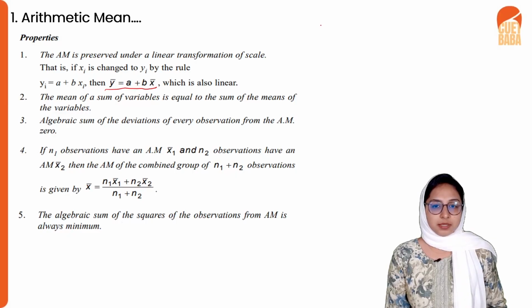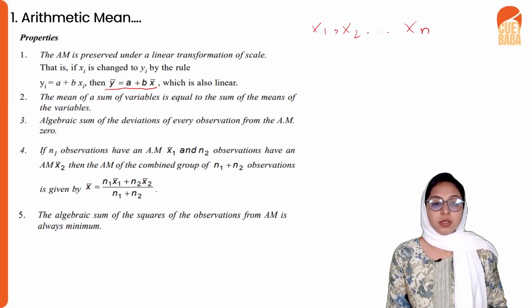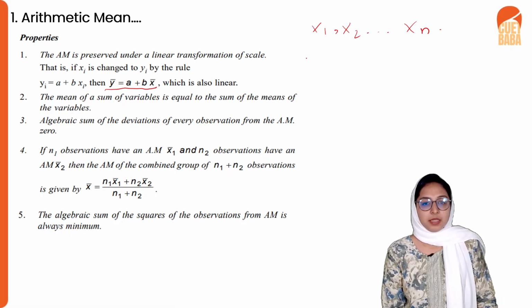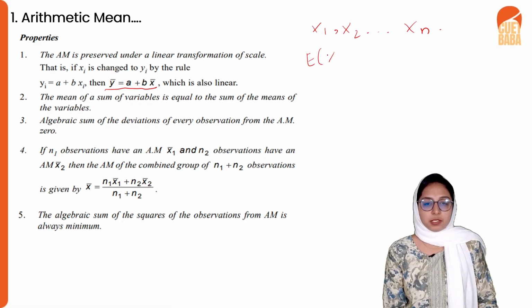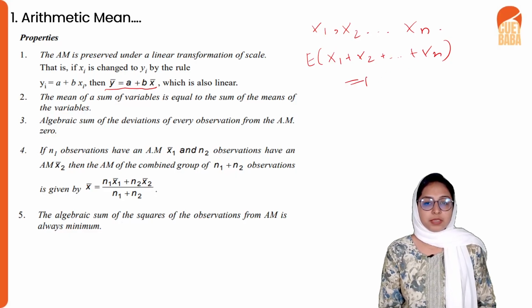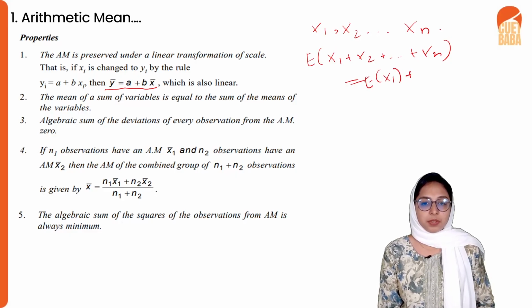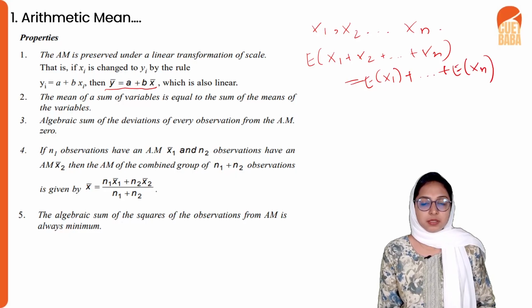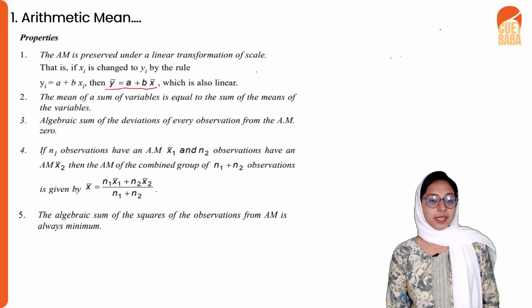That is, consider x1, x2, etc., xn are the variables. Then the mean of the sum of variables, that is, the mean we are finding using expectation, E(x1 + x2 + etc. + xn), is equal to the sum of means of variables. Mean of x1 will be expectation of x1 plus etc. plus expectation of xn.